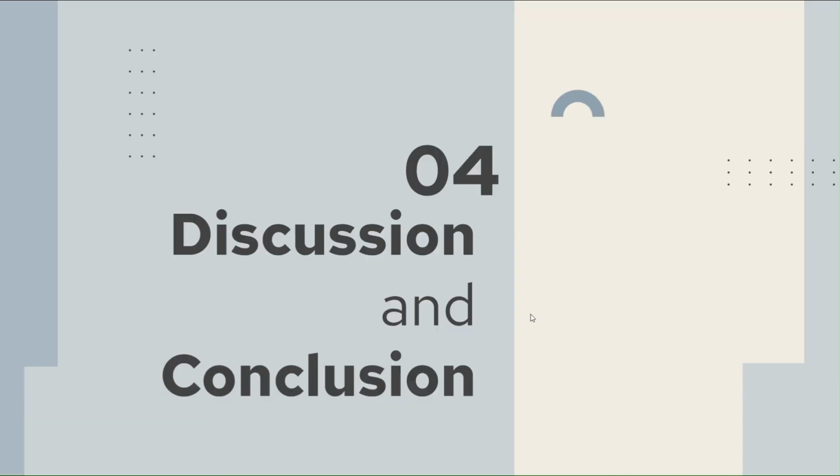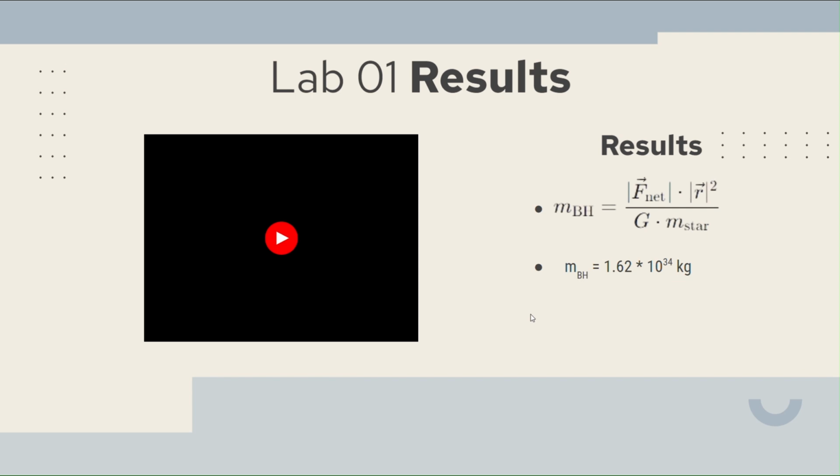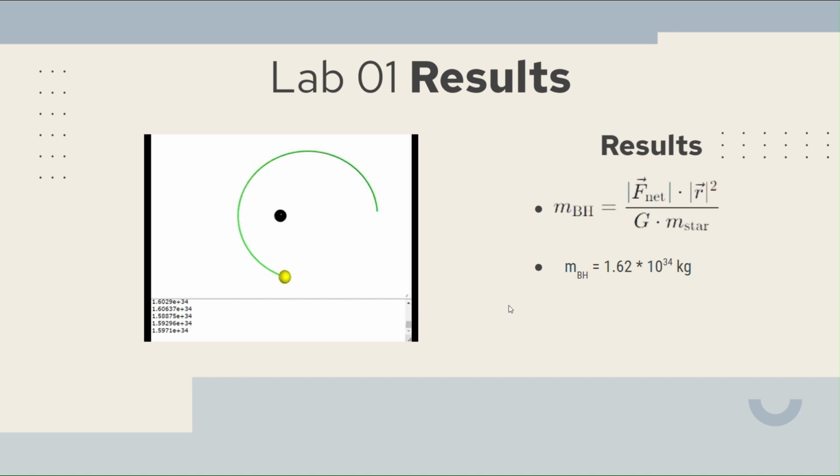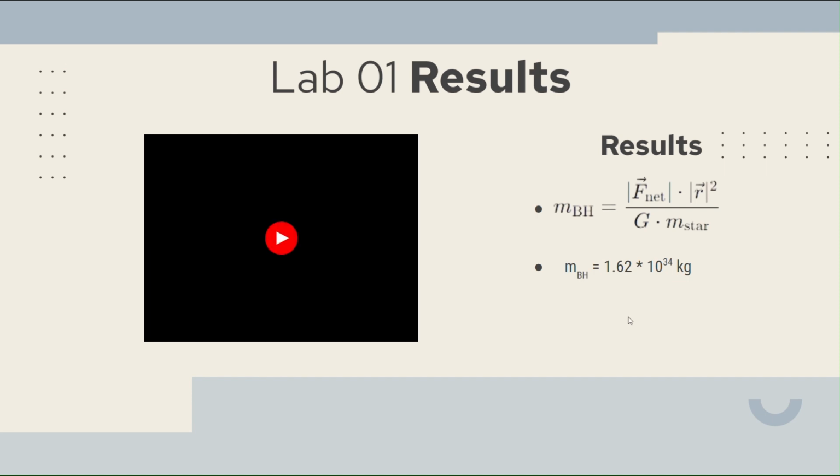Finally, we have our discussion and our conclusion. So, for Model 1, we initially find the mass of the black hole by rewriting the gravitational force equation. When we run the model, we get many values for the mass of the black hole. So we must plug this into a data set and then solve for the average of those values, which we ultimately get as 1.62 times 10 to the 34th kilograms. So that's the mass of our black hole.